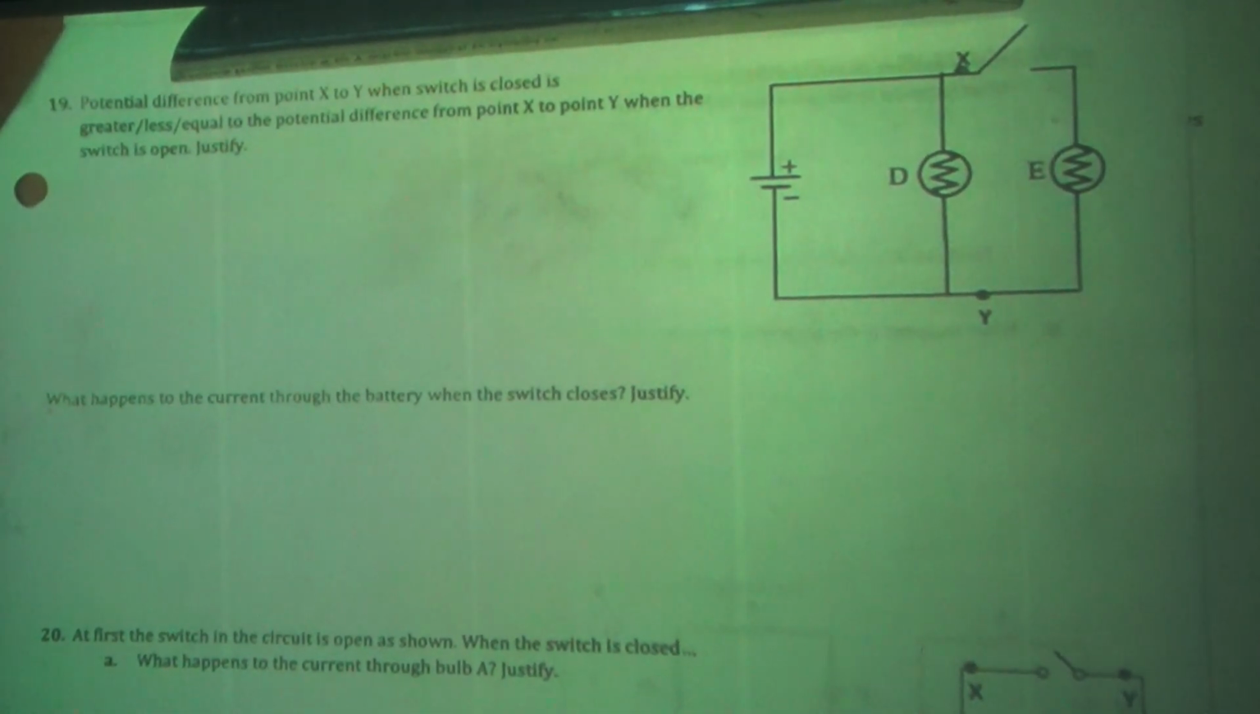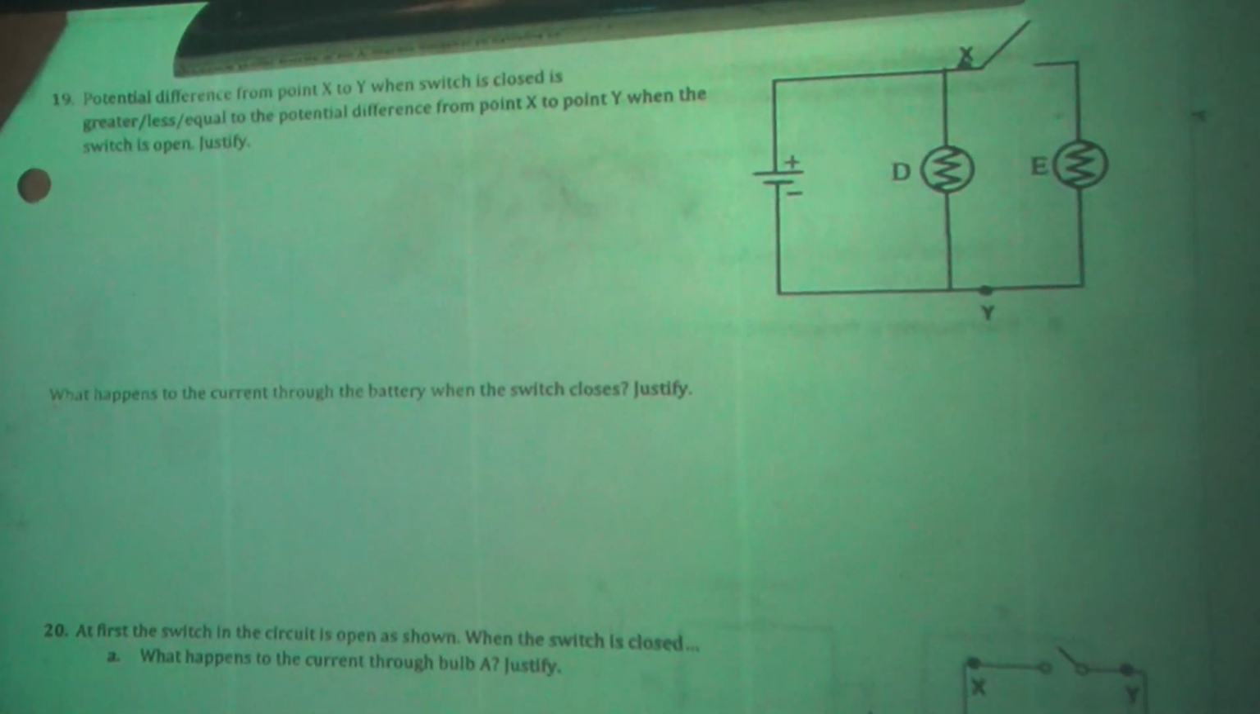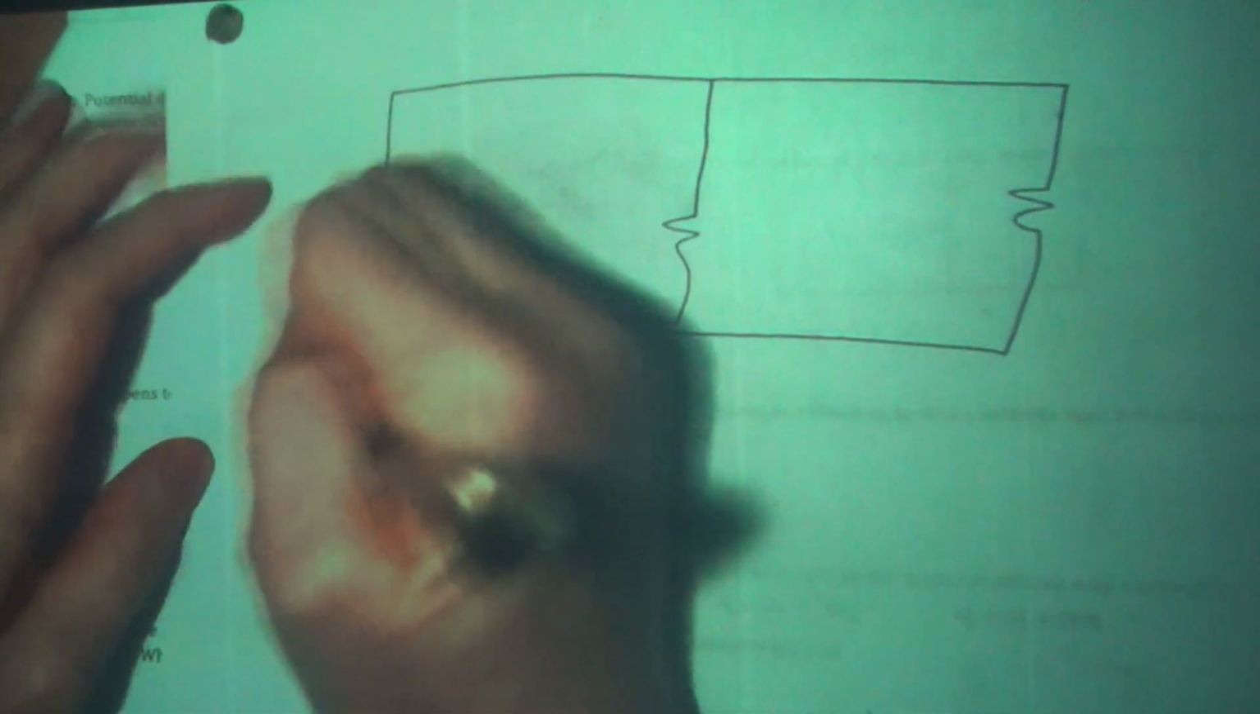So we're asked, when the switch is closed, what happens to the potential difference compared to when it is open. So I redrew this one. If it's open, you can basically just ignore this second loop. So this is the circuit when the switch is open. This is the circuit when the switch is closed.